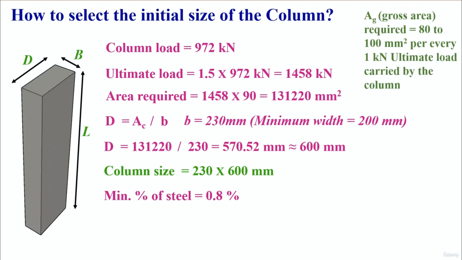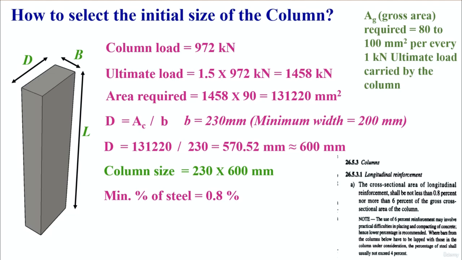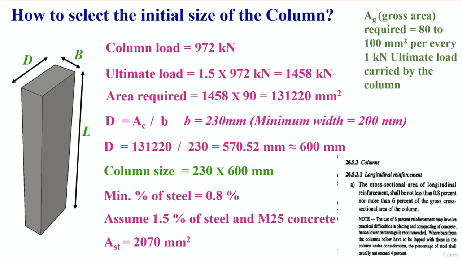Now we need to find out the steel area. Minimum percentage of steel for a column is 0.8% as per IS 456-2000, clause number 26.5.3. Here it is given that the cross-sectional area of longitudinal reinforcement shall not be less than 0.8%. So minimum we need to provide 0.8%. Here I have assumed 1.5% of steel and M25 grade of concrete. So 1.5% of steel means how much area will come? Area of steel is 1.5 divided by 100 multiplied by the area of concrete. So we get the steel area. Steel area is 2070 mm square.